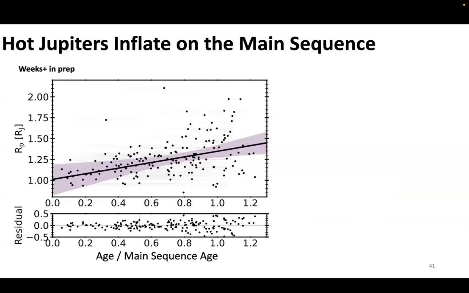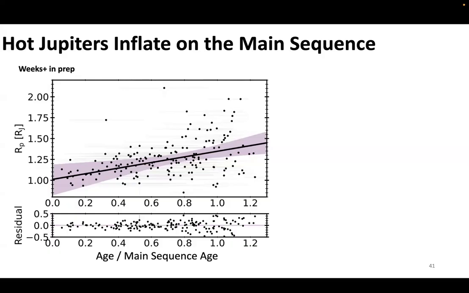And this is a preliminary plot from this paper. It was the third paper from my PhD that I still haven't submitted. I keep saying I'm going to finish it, but I'm still working on the interpretation because there's no clear picture of what's happening. But here I am showing you the main result, which is the radius on the y-axis, and on the x-axis the age divided by the main sequence age.